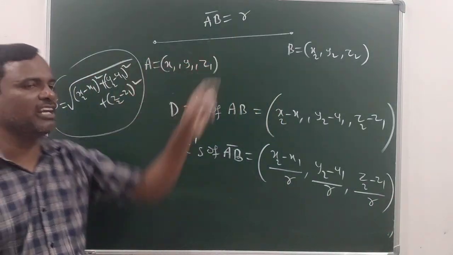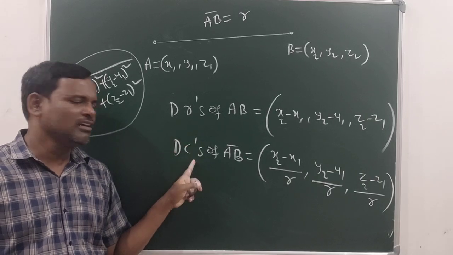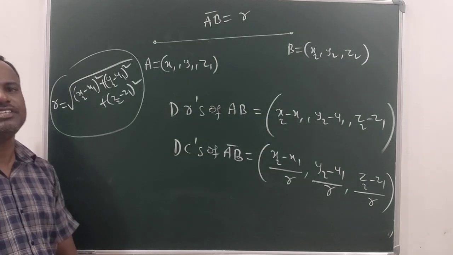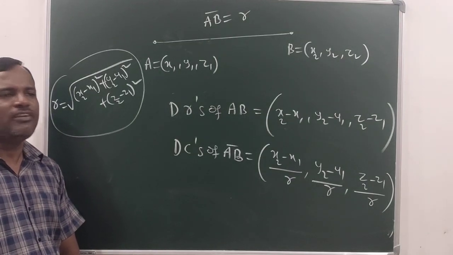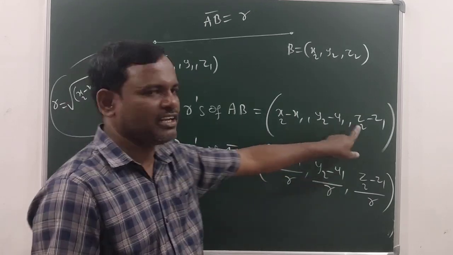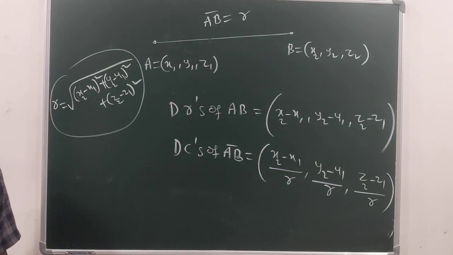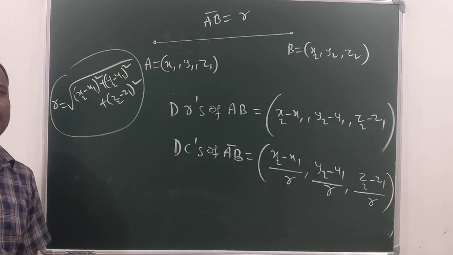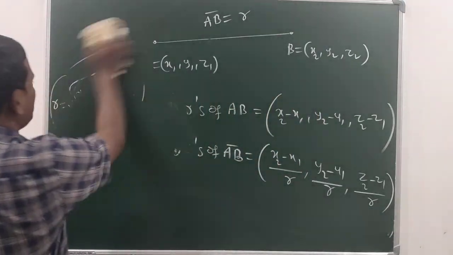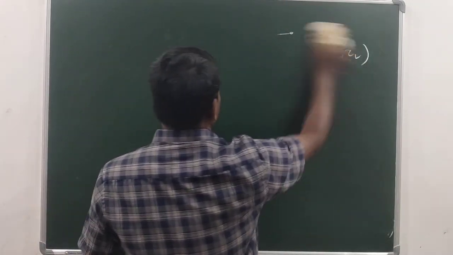Whenever the 2 points on the line are given, this is the way to find the direction ratios of that line and the direction cosines of that line. I think this is very easy. Okay, if you take the difference, you will get direction ratios. If you divide these direction ratios by R, you will get direction cosines. Sometimes direction ratios of a line will be given to you like A, B, C, and they will ask you to find direction cosines.